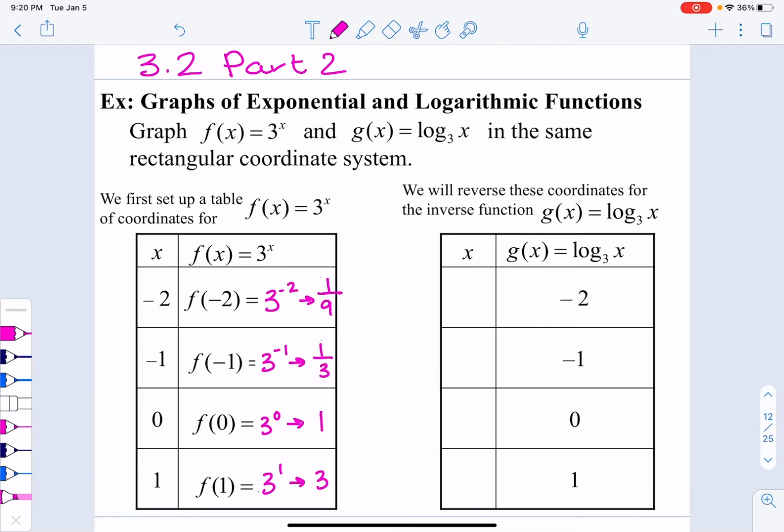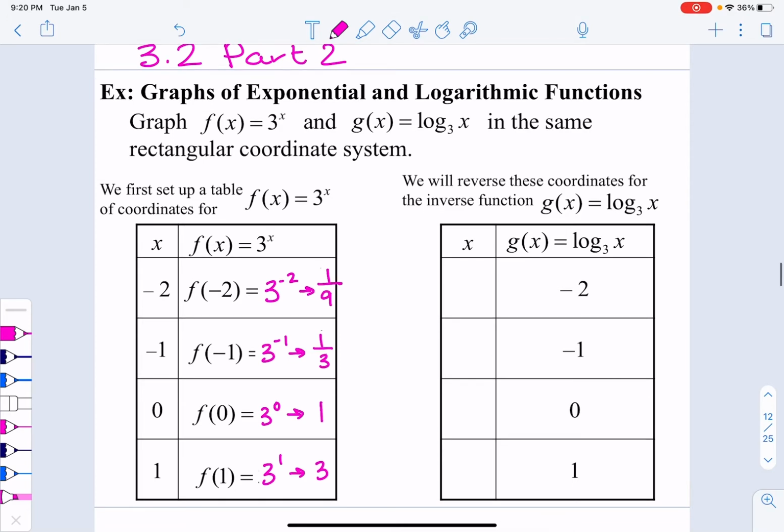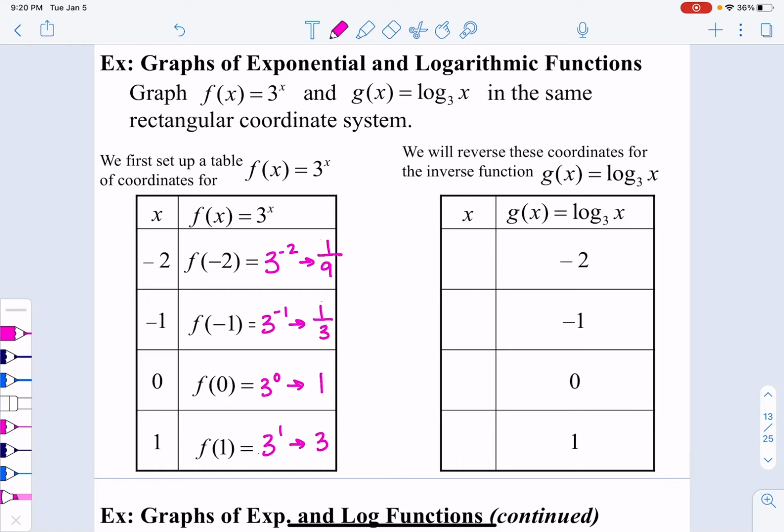But what happens when we get into our logarithmic functions? Hopefully at this point you understand that the logarithmic function is just the inverse of the exponential, which means all we're doing is taking our x and y values and reversing them. So we are going to reverse the coordinates for the inverse function, g of x is equal to log base 3 of x. When we had -2 for our x value, -2 is now our y value. That means our x value is going to be 1/9. When we had -1, we're going to have 1/3. When we had a 0, we're going to have a 1. When we have 1, we're going to have 3.